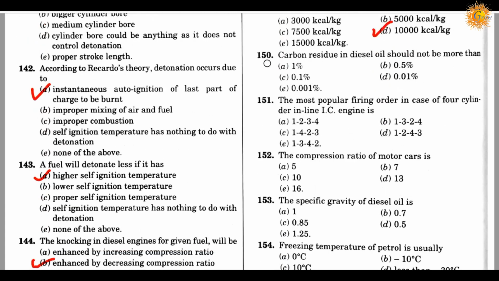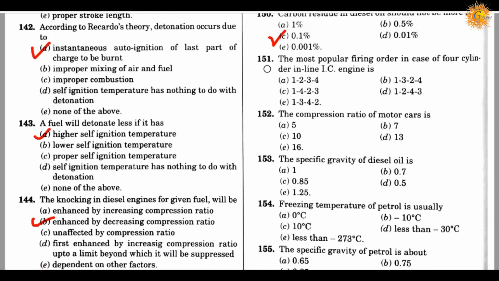Question number 150. Carbon residue in a diesel oil should not be more than option A 1%, option B 0.5%, option C 0.1%, option D 0.01%, option E 0.001%. So the correct answer is C. Carbon residue in diesel oil should not be more than 0.1%.